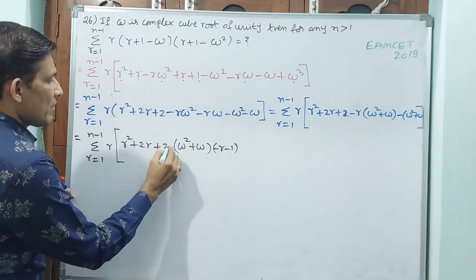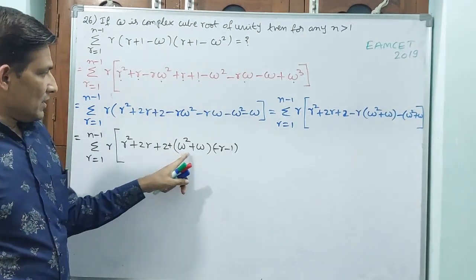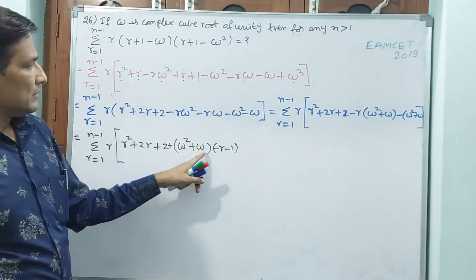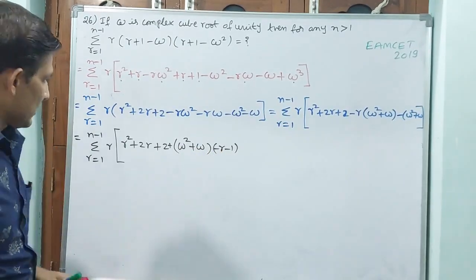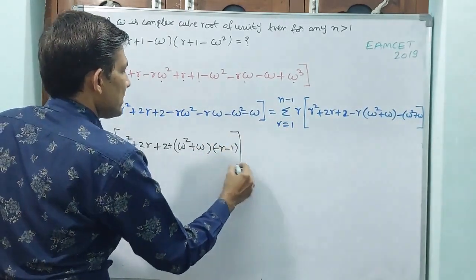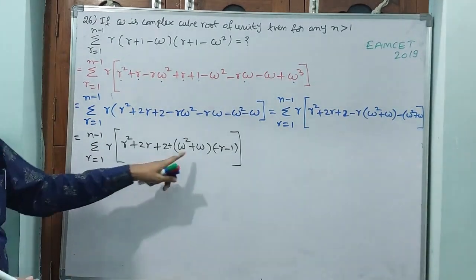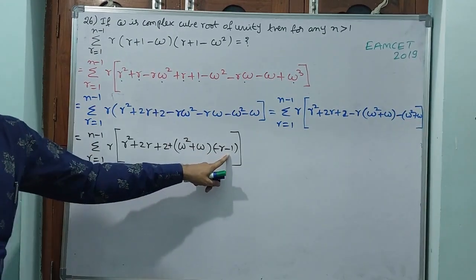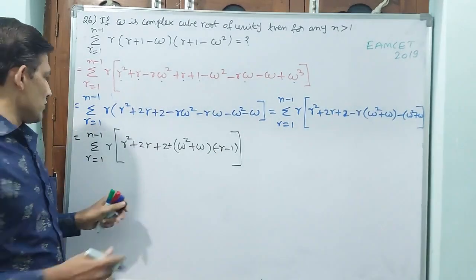Okay, you see, I will take like this: plus minus r omega square minus omega, minus r omega minus omega square minus. Now why have I taken it like this? Because omega square omega value is minus 1, we know. That is why I want to keep minus 1. Minus 1 if you multiply, it is going to become r plus 1.